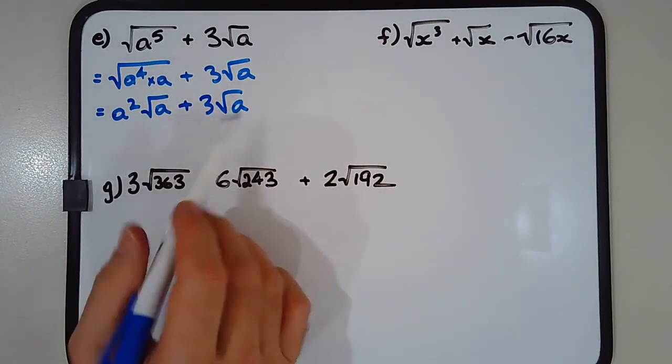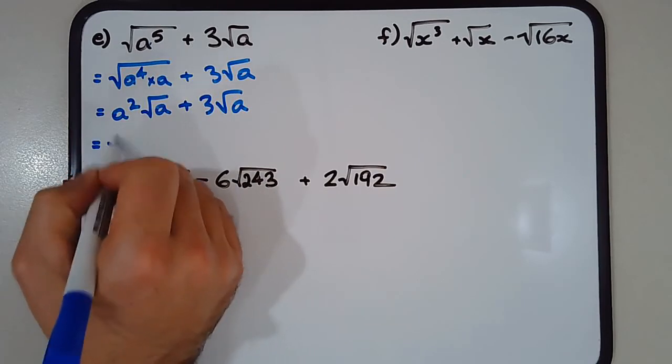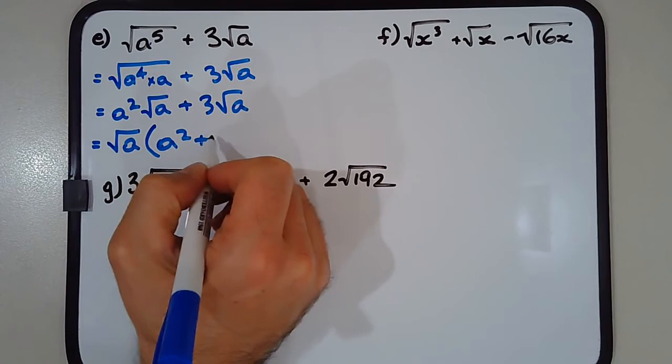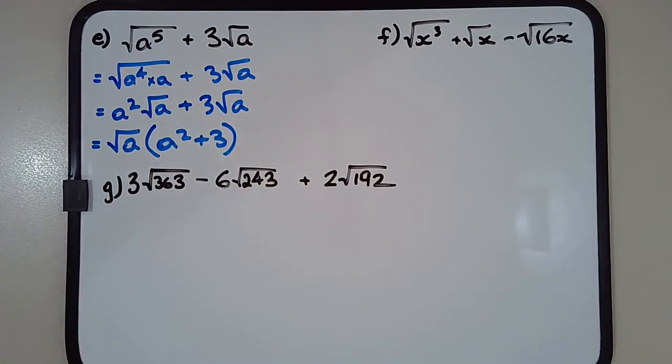We can factorize out the root a. So in fact, that's square root of a outside of a squared plus 3. Don't be surprised if you end up getting questions like this where there's some factorization involved. There's no reason why it can't be done. Let's have a look at part F.